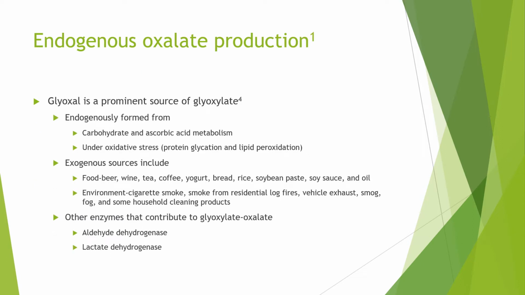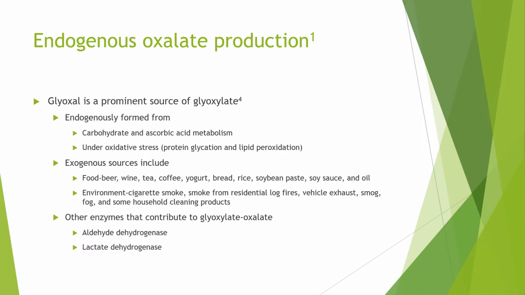Glyoxal is a prominent source of glyoxylate. What is glyoxal? Glyoxal is something that is endogenously formed from carbohydrate and ascorbic acid metabolism, and it's formed under oxidative stress, such as protein glycation and lipid peroxidation. So a good example of this is, you're probably familiar with caramelized onions. You kind of heat them up in a pan, and you get that kind of browning effect. That is glycation. It's effectively the attachment of a sugar to a protein molecule.